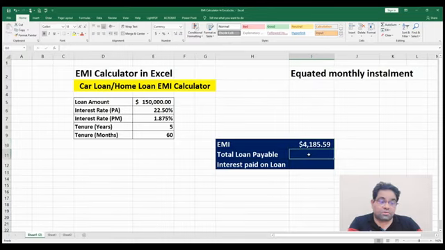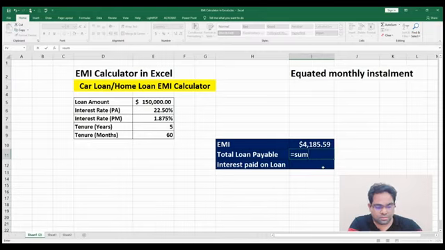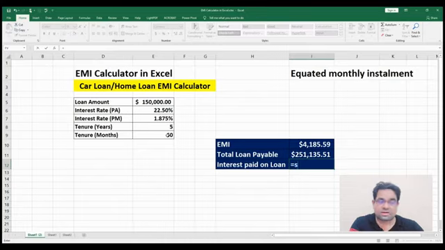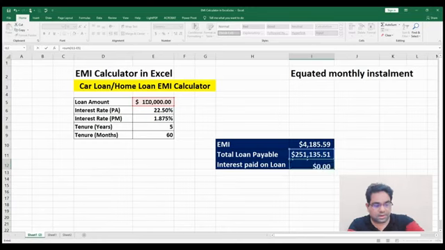Now the total loan payable, because this is the payment per month. Total loan payable is equal to SUM, open bracket, EMI multiplied by 60, because you are taking the loan for 60 months. You have to pay a total of $251,135.51. Now the interest, how much interest you pay on the loan, is equal to total loan payable minus loan amount, close the bracket.